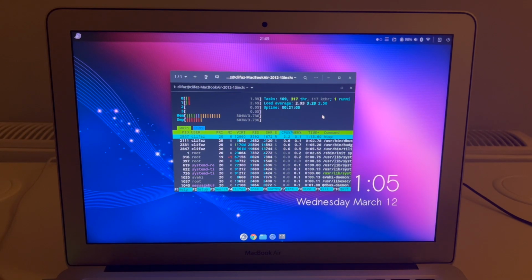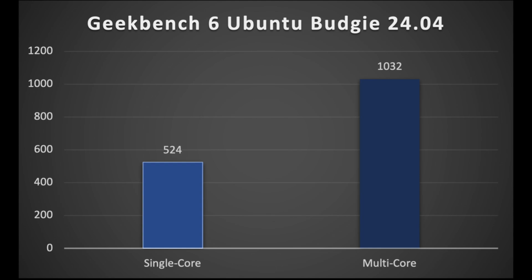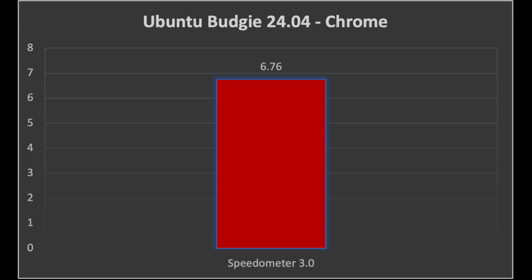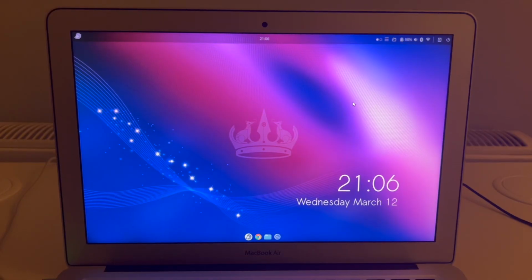It's time for some benchmarks. Yeah, so in Geekbench 5 you can see that there has been a slight improvement switching over to Linux. In Geekbench 6, that's the scores here. We couldn't run that in Catalina. Speedometer I got a 6.76, which is on the low end, but it seems to perform well enough. Disk speed's a little bit low on the writes there, but it's alright.